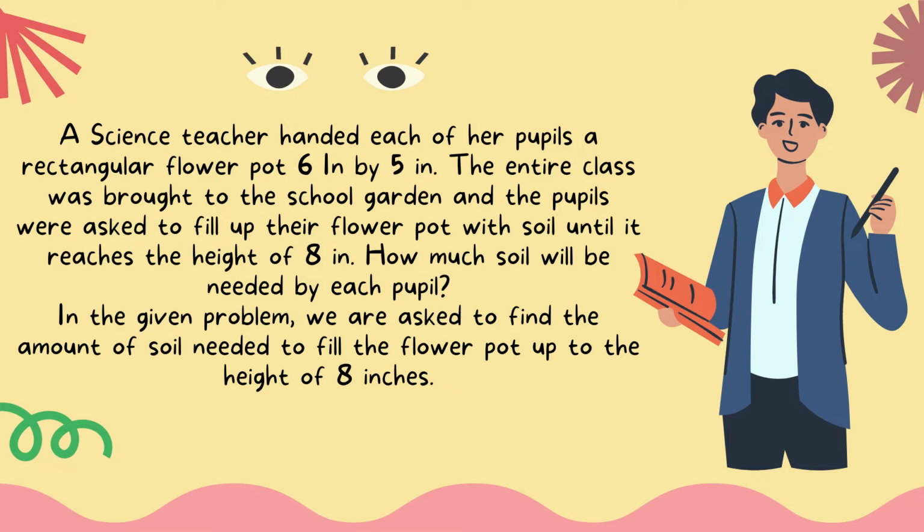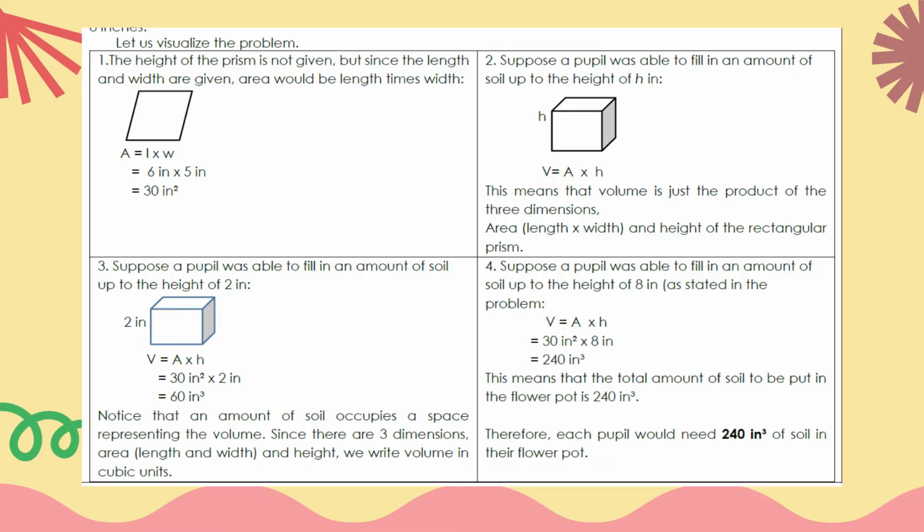In the given problem, we are asked to find the amount of soil needed to fill the flower pot up to the height of 8 inches. So let us visualize the problem. Number 1: the height of the prism is not given, but since the length and width are given, area would be length times width.